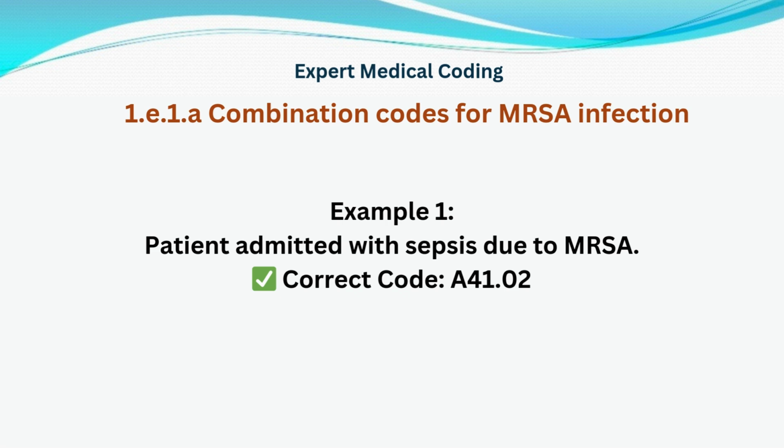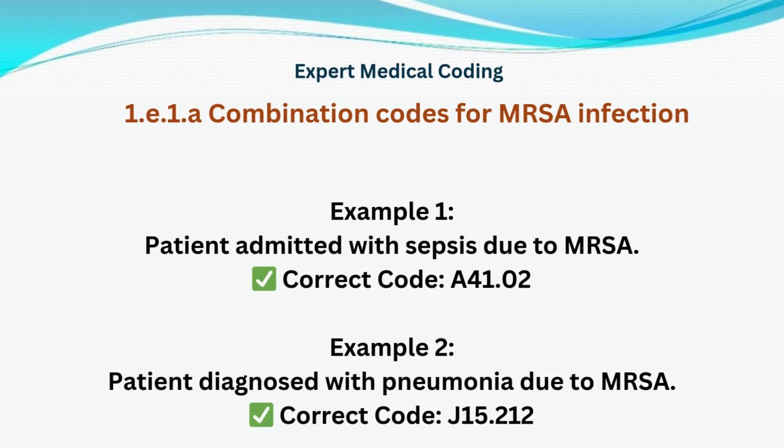Let us see an example. Patient admitted with sepsis due to MRSA. So the correct code here will be A41.02 combination code. And the example 2, patient diagnosed with pneumonia due to MRSA. Correct code here will be J15.212.